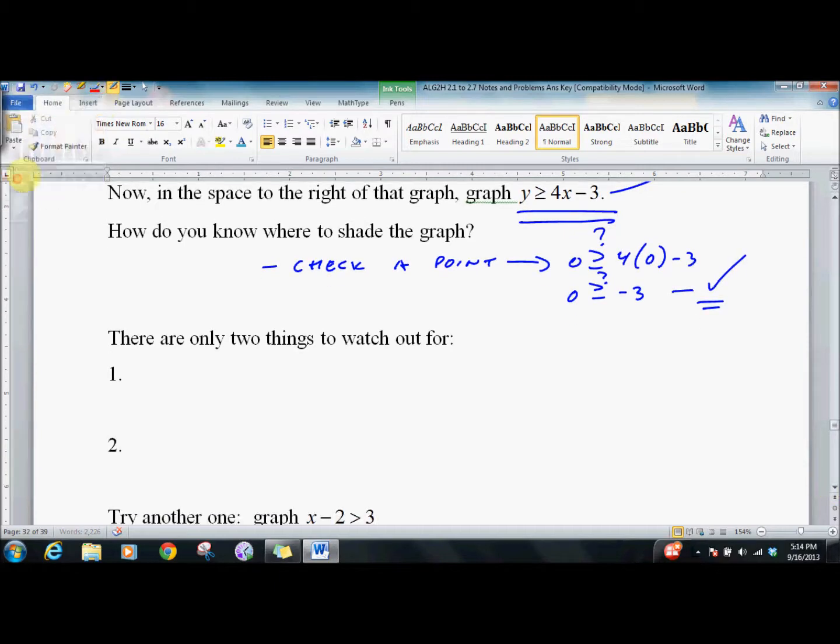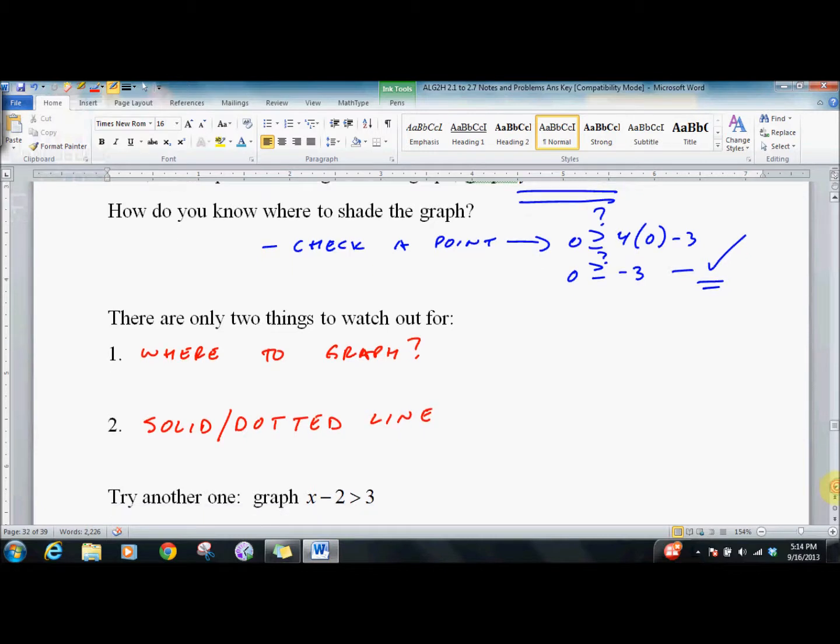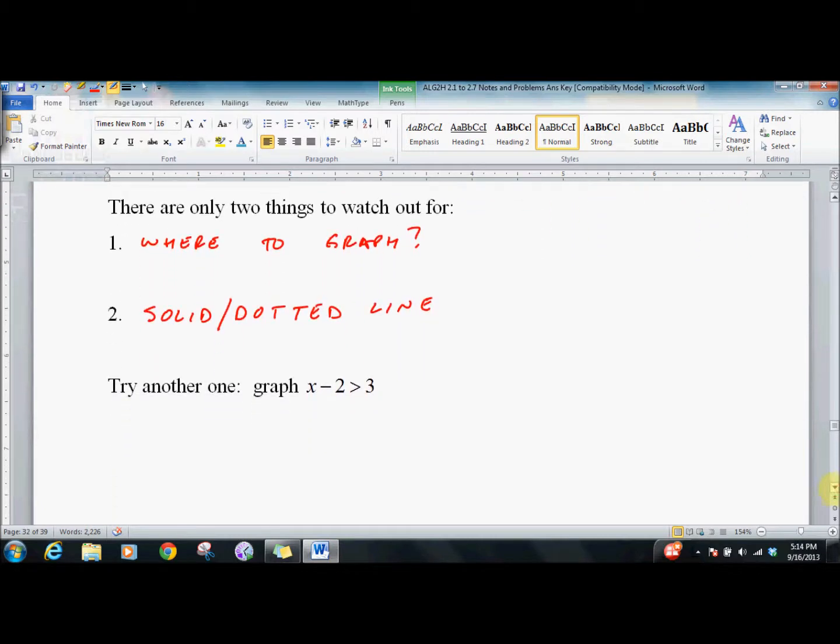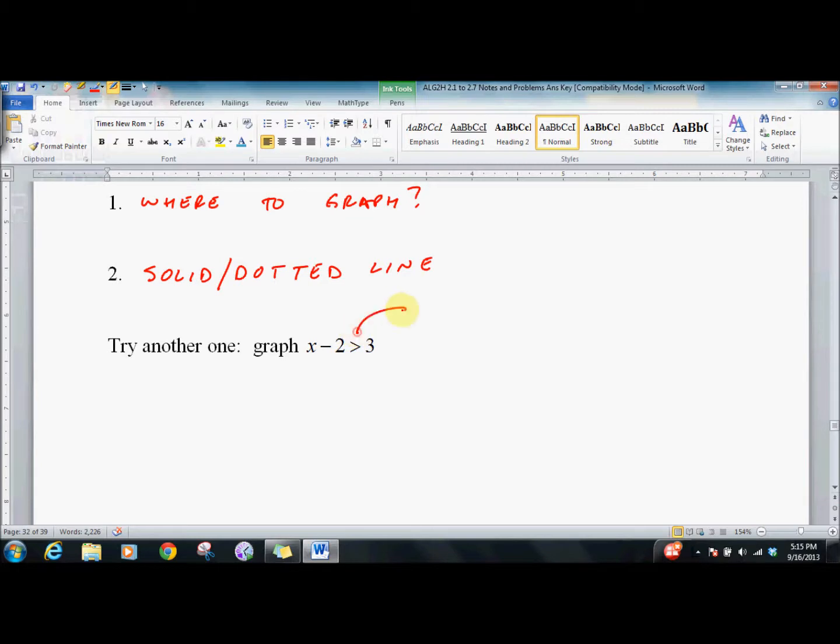So that's one of the two things to watch out for. Where do we graph? The other thing to watch out for is solid or dotted line. I'll explain what I mean by that in a moment. I'll also explain what I mean by above or to the right for a greater than. So this one does not have an equals then, so we're going to make a dotted line. But we have to do a little work first.